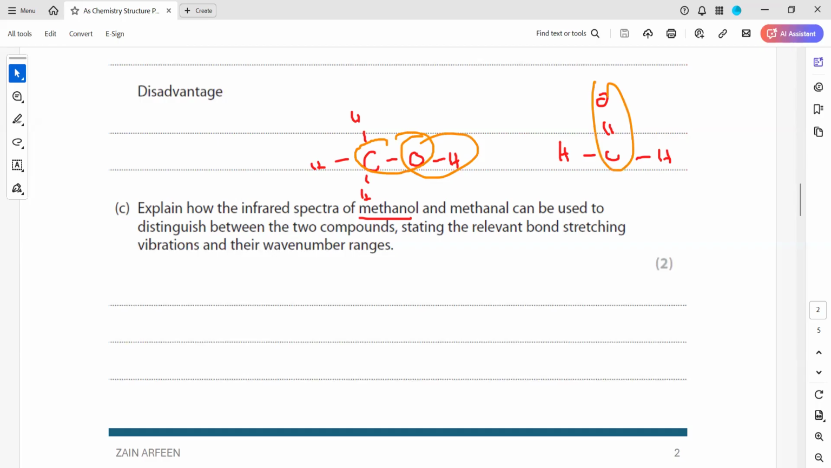So the OH bond stretching will be there in methanol, but we don't have this OH bond stretching in methanal. And we'll have the C double bonded with O bond stretching in the methanal, but it won't be there in methanol. And better learn these ranges so that you don't have to refer to a data booklet.